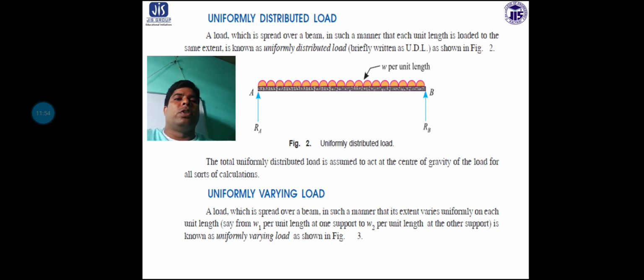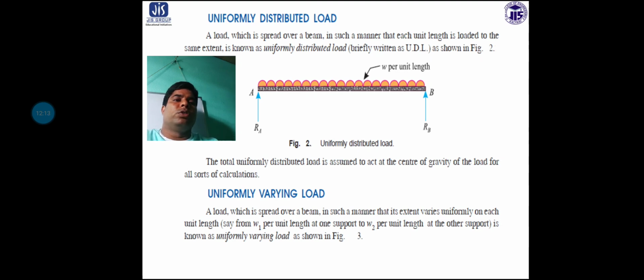At point A the reaction will be RA, and at point B the reaction will be RB. The total uniformly distributed load is assumed to act at the center of gravity of the load for all sorts of calculation. Now next is the uniformly varying load.